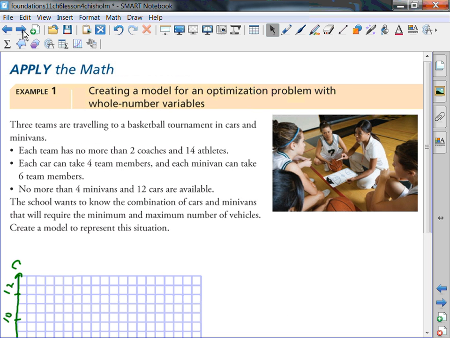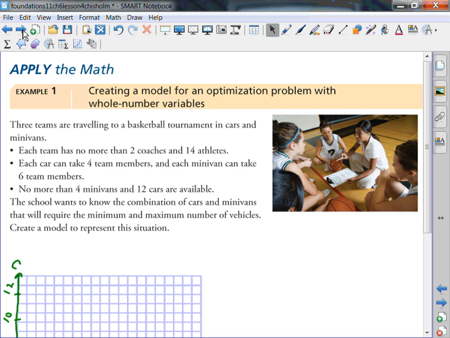So we'll look at example 1 now. Creating a model for an optimization problem with whole number variables. The problem goes like this. 3 teams are traveling to a basketball tournament in cars and minivans. Each team has no more than 2 coaches and 14 athletes. Each car can take 4 team members, and each minivan can take 6 team members. No more than 4 minivans and 12 cars are available. The school wants to know the combination of cars and minivans that will require the minimum and maximum number of vehicles. Create a model to represent this situation.